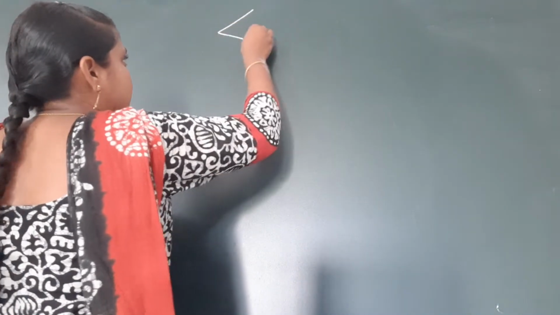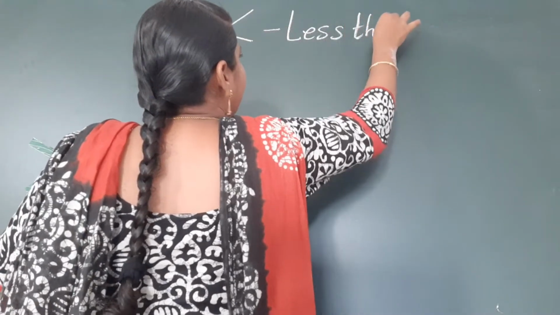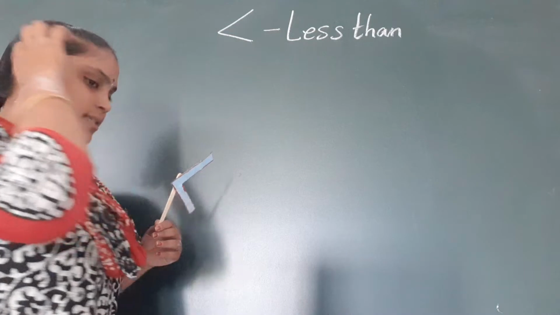So how do we have to compare numbers? For comparing numbers we are using three symbols. What are they, children? I will show the symbols one by one. Yes, first this is the less than symbol. Here I am writing less than. L-E-S-S, less, T-H-E-N, then. It's less than.